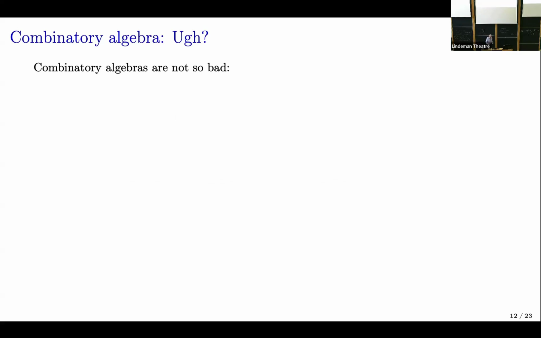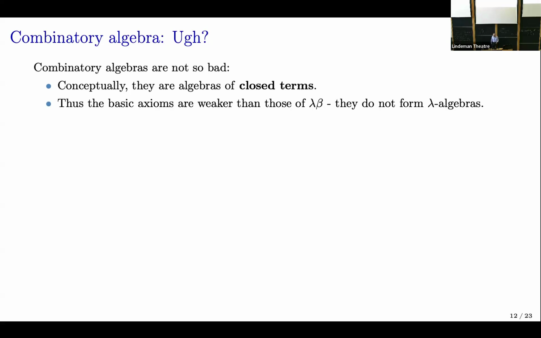Now, combinatory algebras maybe in this crowd haven't had such a good press, but they're not so bad. Let me give you a few things. Conceptually, they're algebras of closed terms. Essentially, if you give combinators enough arguments, they do the right things. If you don't give them enough arguments, they won't satisfy all the equations you would hope to have in a properly extensional system.